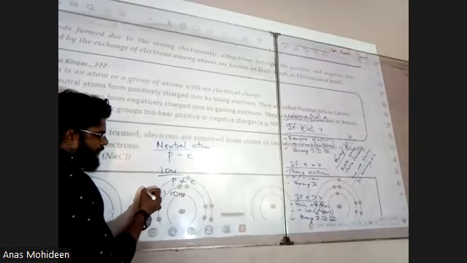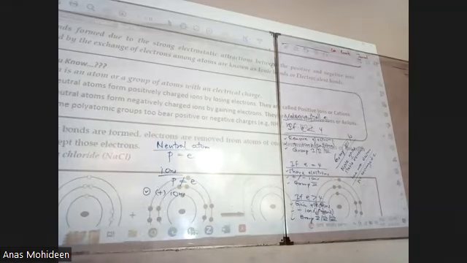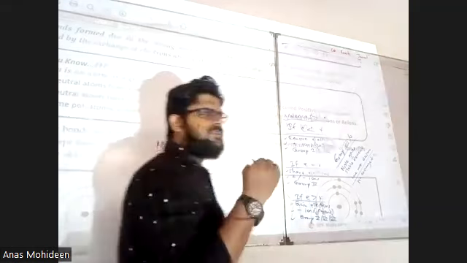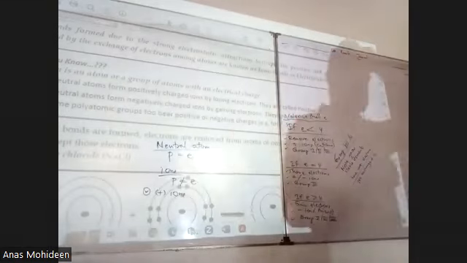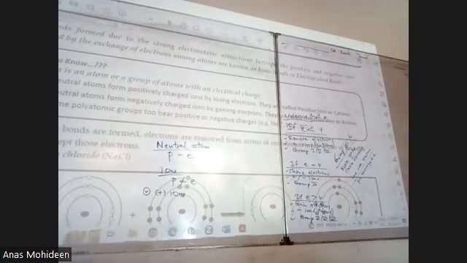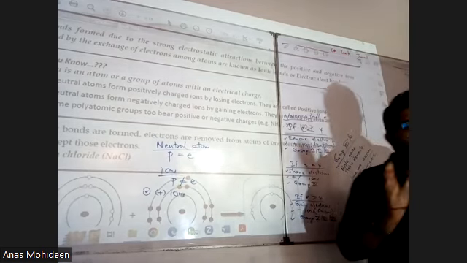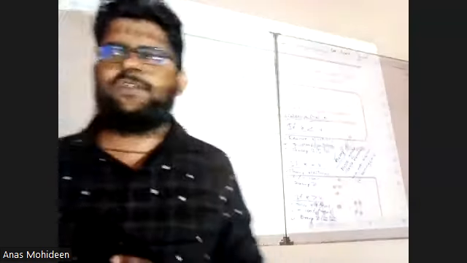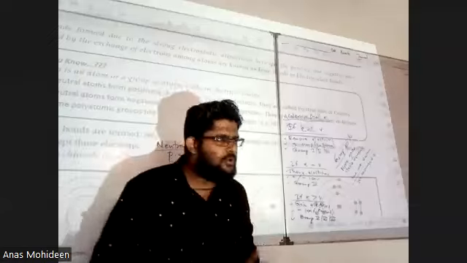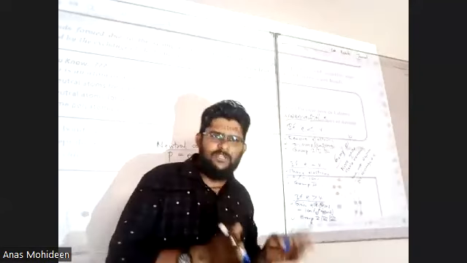It is a positive ion. Positive ion means electrons have been removed or accepted? Cations mean removing electrons, right? For example, I have 10 electrons. I have 10 protons also, because protons should be equal to electrons, right?